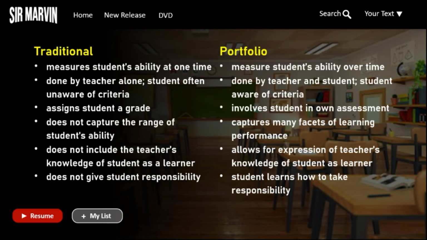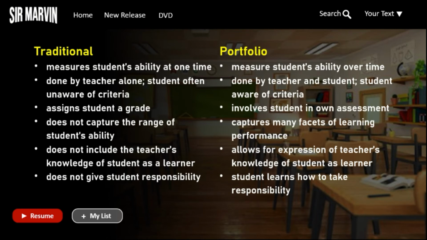Then sa traditional, it does not capture the range of students' ability. So, very limited nga sa traditional since more on written test ang na-involve dito sa type of assessment na to. And then sa portfolio naman, it captures many facets of learning performance, okay? So, napaka-flexible sa portfolio. Pwedeng marami siyang ma-measure, okay, na skills and learnings of the students. And then sa traditional, it does not include the teacher's knowledge of student as a learner. So, hindi makapagbigay ng feedback si teacher dun sa performance ni student or dun sa output ni student. Unlike sa portfolio, it allows for expression of teacher's knowledge of student as a learner. Pwedeng magbigay ng comment si teacher, pwede siyang magbigay ng mga suggestions dun sa mga outputs ni student.